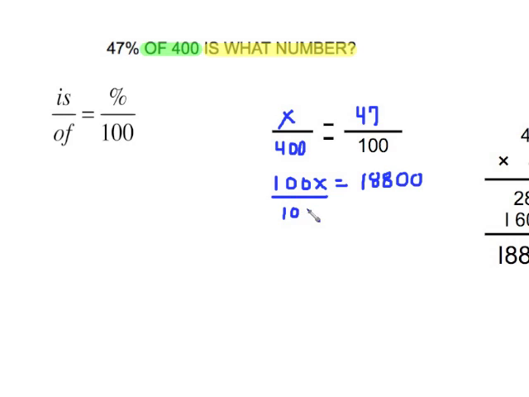Undo the multiplying by 100 by dividing by 100, and again we've got some zeros that'll cancel out. 1 for 1, 1 in there, 1 and 1 there. The hundreds cancel out here, and we just end up with 188.